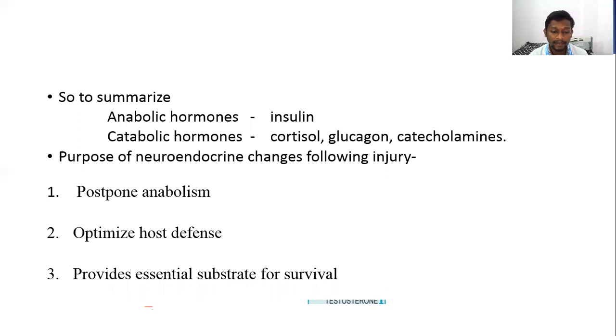And to optimize host defense, because only if the host has energy can he fight the infection. He can have more breakdown products, albumin and pro-inflammatory proteins, and this provides essential substrate for survival at that point of time when the body is in stress.